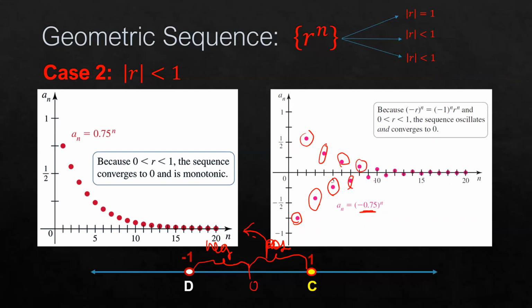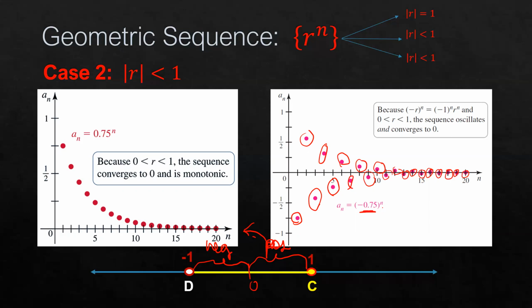So guess what happened? Even though it's bouncing back and forth between negative and positive, it is getting smaller and smaller as well. So this sequence is going to also converge to 0. So we would say in between -1 and 1, meaning when the absolute value of r is less than 1, we will have a convergent sequence.